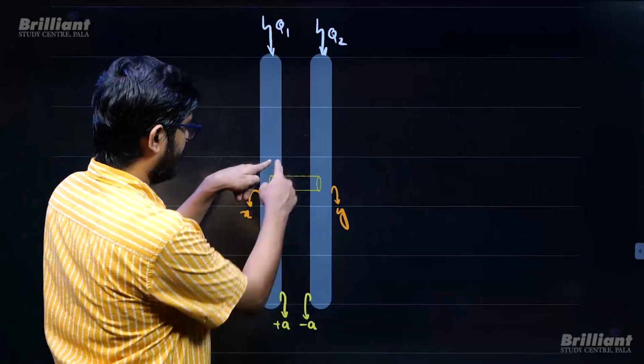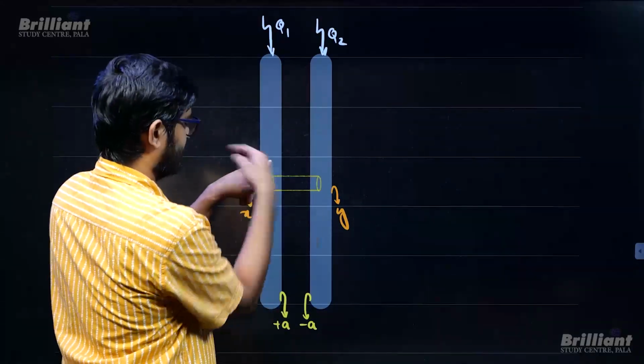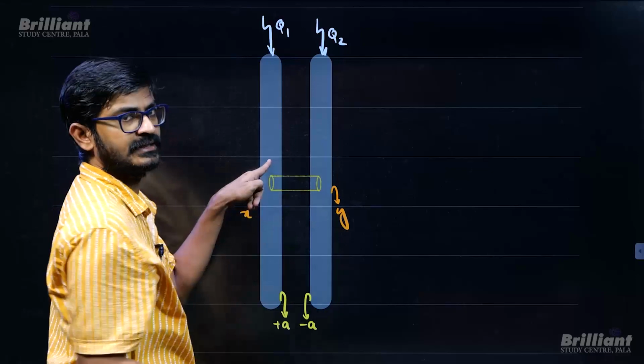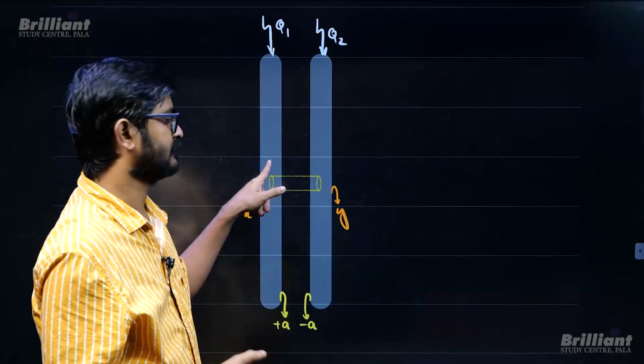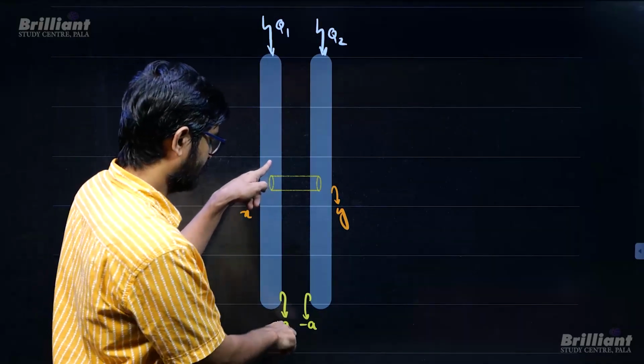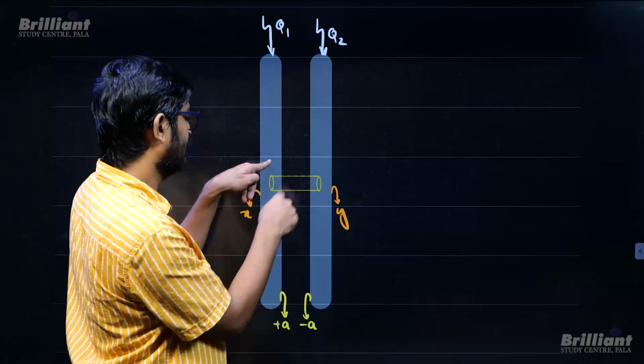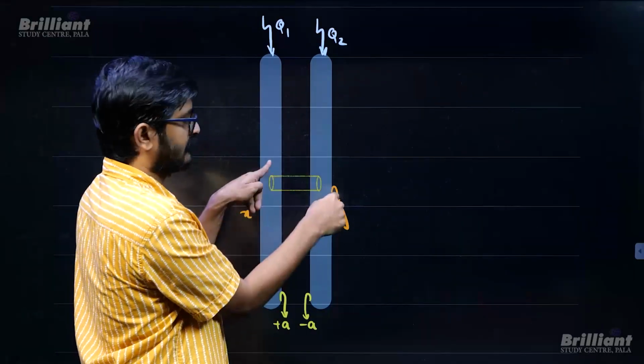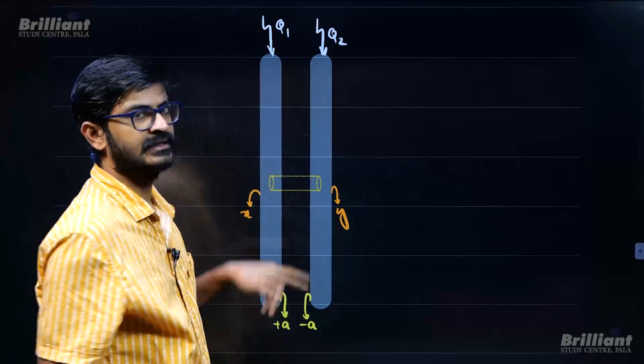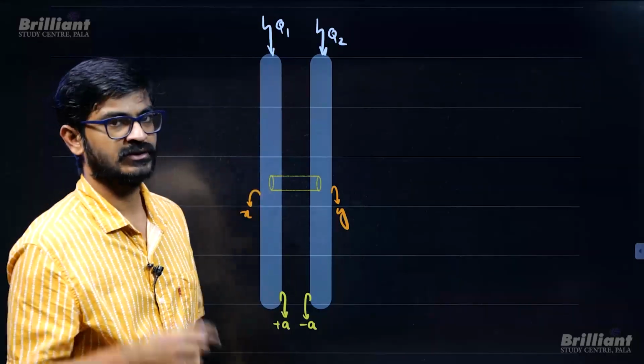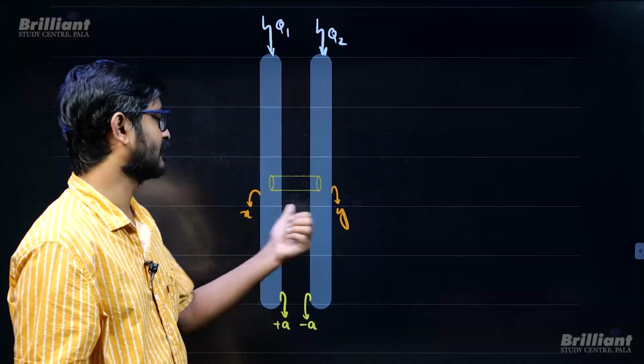Now I can show you the field here because of A will be in this direction, field because of minus A will be in this direction, and they will be equal and opposite. So they will be getting cancelled. So field because of this plus A and this minus A is 0 here. Field because of this X will be in this direction, field because of this Y will be in this direction. But we know the net has to be 0. The only way net can become 0 is when X equals Y.